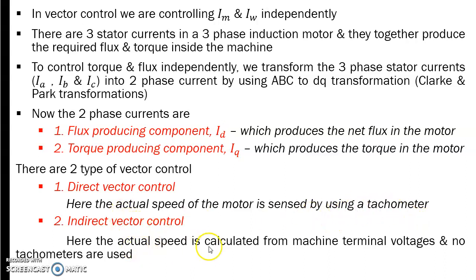Indirect vector control: here the actual speed is calculated from the machine terminal voltage and no tachometers are used. Direct and indirect, you can go directly to the control schematics. For direct vector control and indirect vector control, you can have block diagrams, and in those block diagrams there will definitely be a transformation sensing the ABC component, then you convert into DQ and control ID and IQ, then retransform into ABC again.